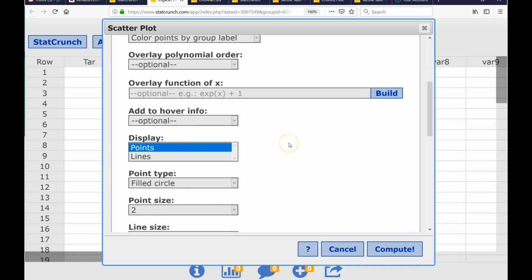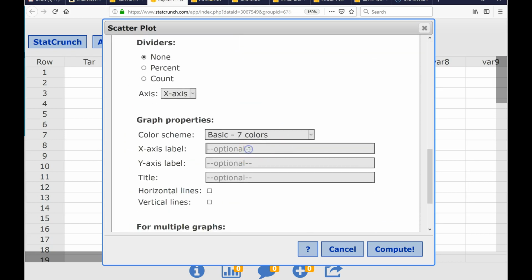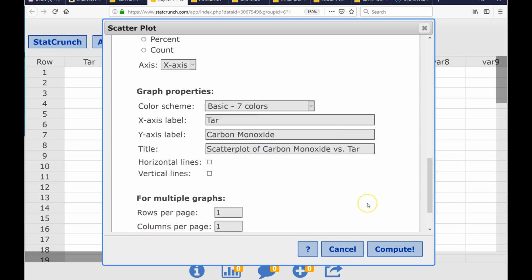Then I'm just going to put in my x-axis label, which is tar, and my y-axis label, which is carbon monoxide, CO. And then this is called the scatter plot of tar versus carbon monoxide. Make sure that your x-axis label, by the way, is your explanatory variable. Your y-axis label is your response variable.